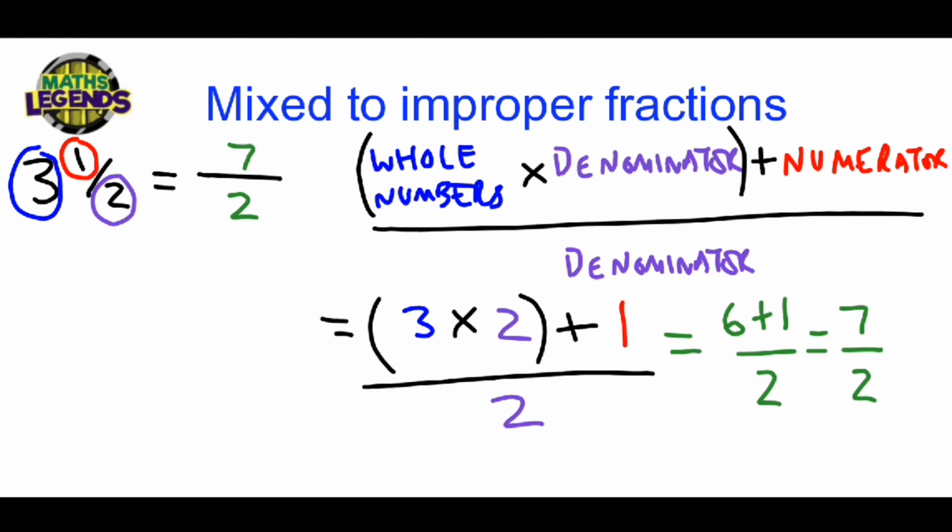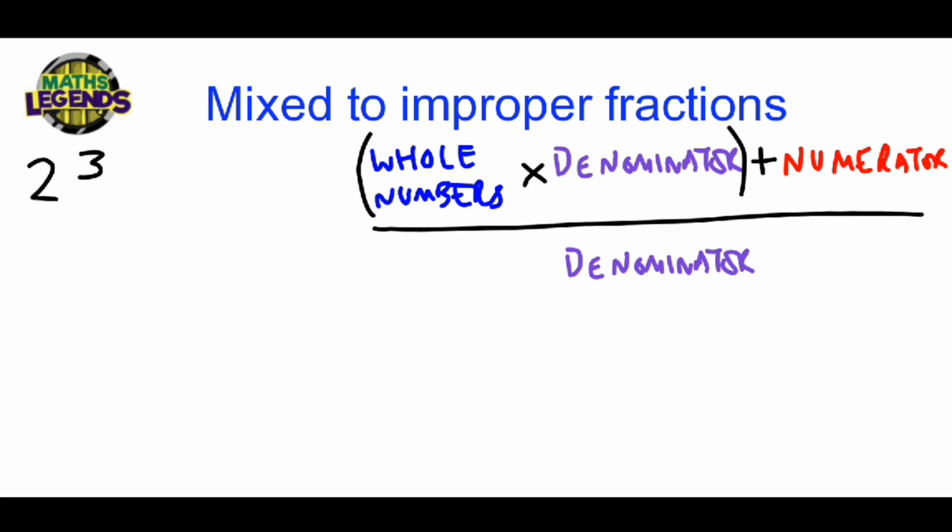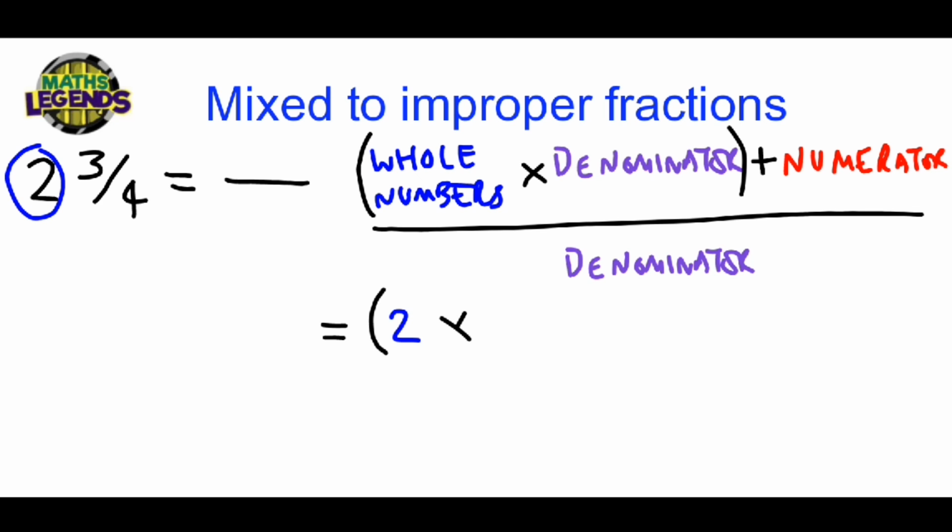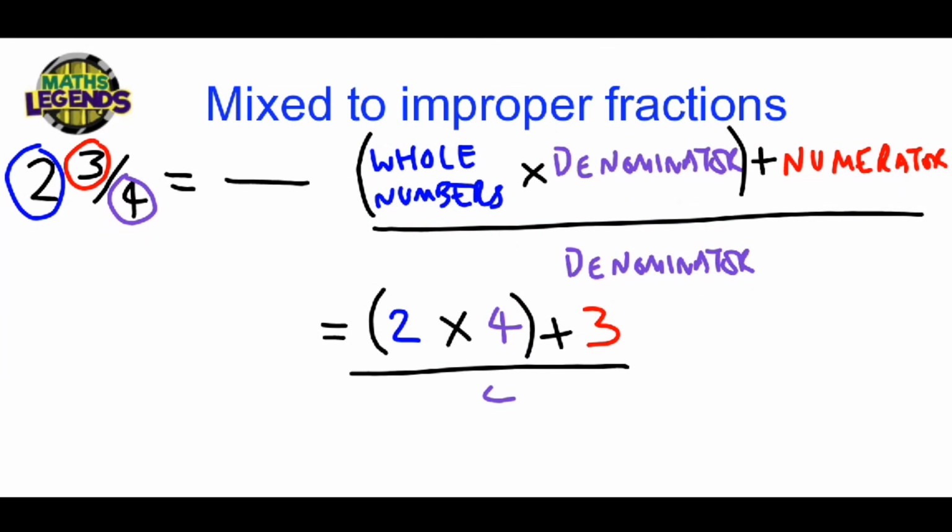Let's look at another example. 2 3/4. So again, we want to write this out as an improper fraction. So we're going to use our formula. The formula says number of whole numbers, which in this case is 2, multiplied by the denominator, which is 4, plus the numerator, which is 3, all over the denominator, which is 4. This then equals 2 times 4, which is 8, plus the 3 over 4, which equals 11 over 4. So here we can place 11 over 4.